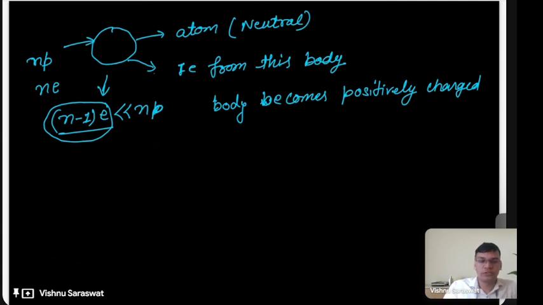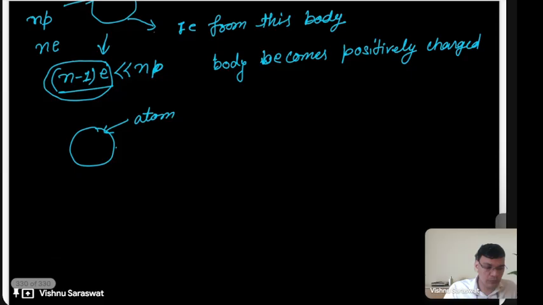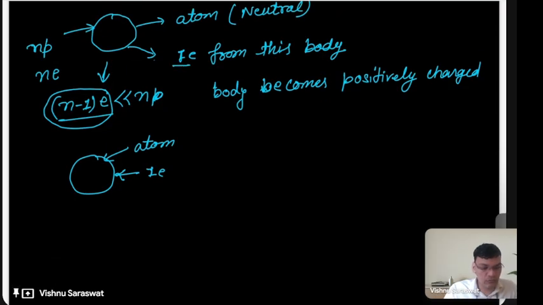But suppose we consider another body, which is also an atom, and again the number of protons and the number of neutrons are equal. What we did here is extract one electron from one body and provide one electron to this other body. So the number of protons is as before, n protons.